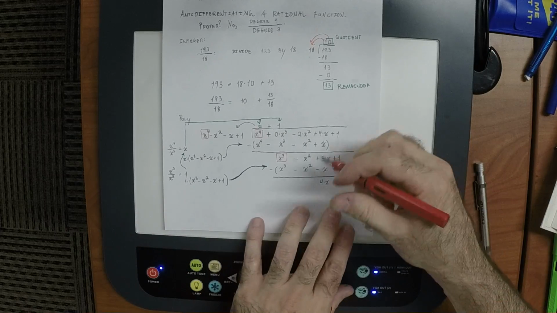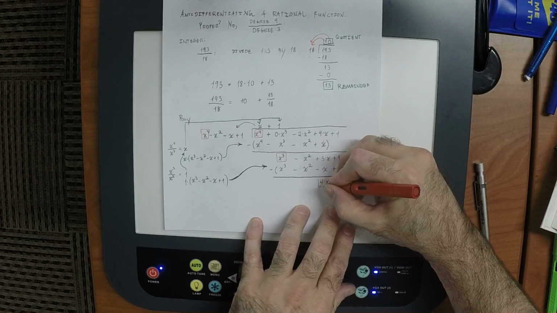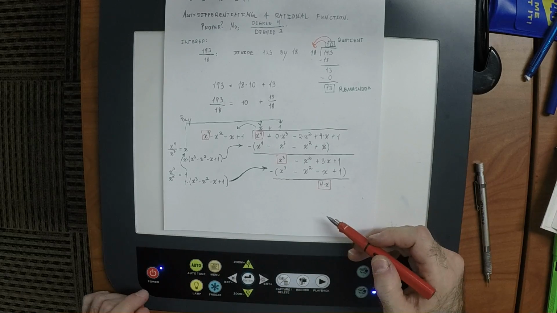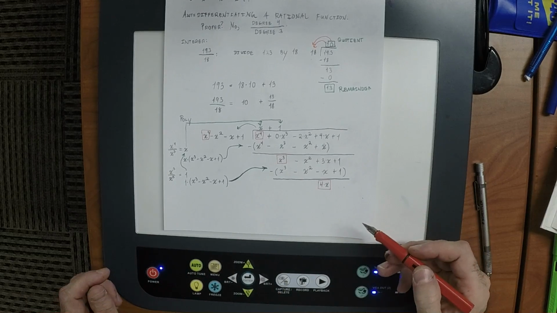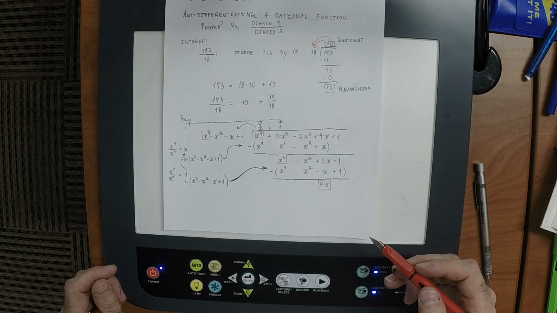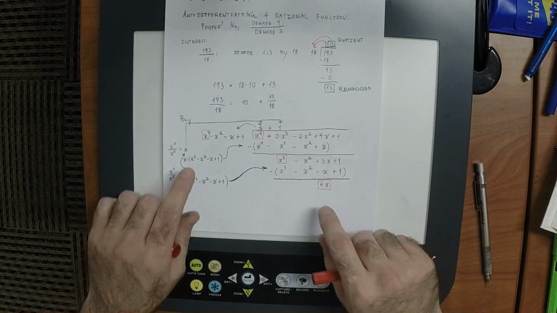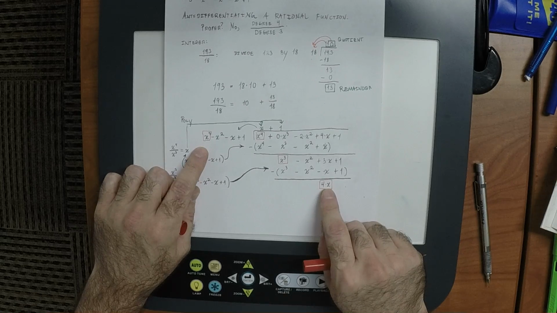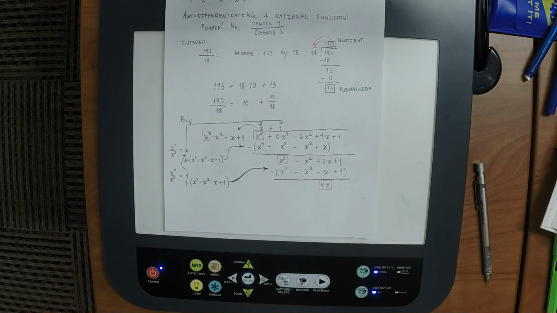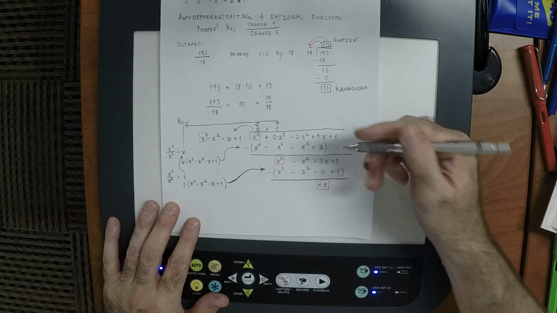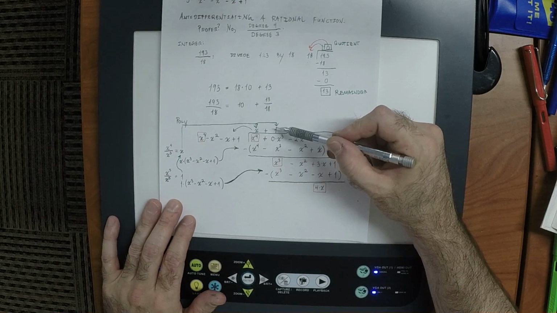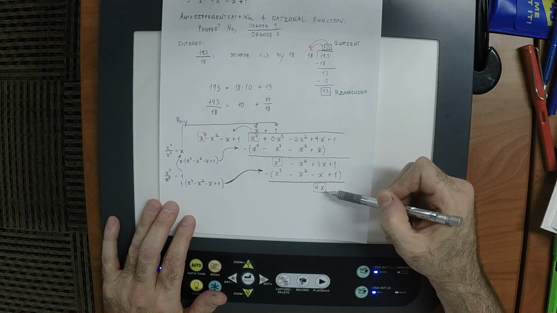Now, the leading term inside the house is now this. So what? We're done. Why are we done? It's proper now because it'll be degree 1 over degree 3. 1 is less than 3. That's the stopping condition. So as a result, what that's telling us is that this x plus 1 is the quotient, and 4x is the remainder.